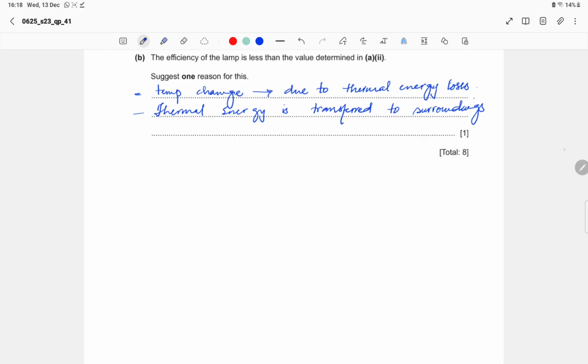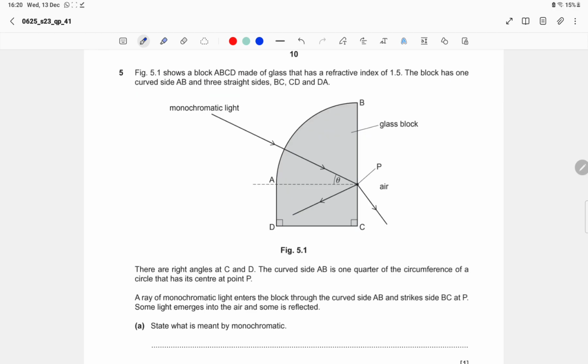So basically the temperature is going to be changed, and due to the thermal energy losses it's not going to perform very well. Okay, moving to the next question, and it states that figure 5.1 shows a block ABCD made up of glass that has a refractive index of 1.5. The block has one curved side AB and three sides BC, CD, and DA.